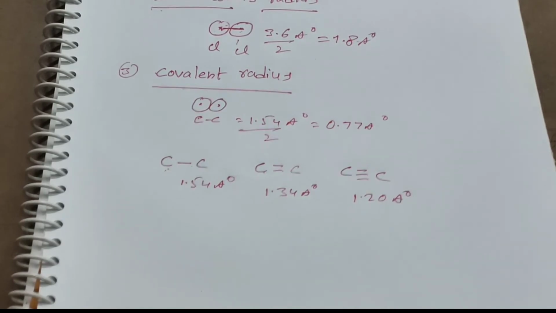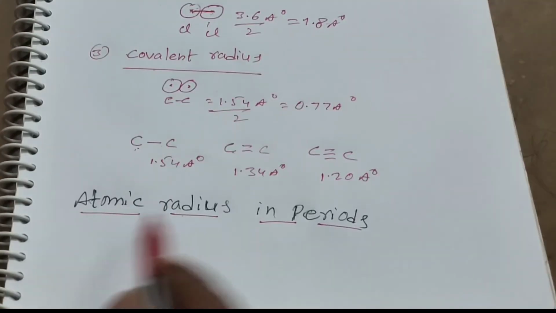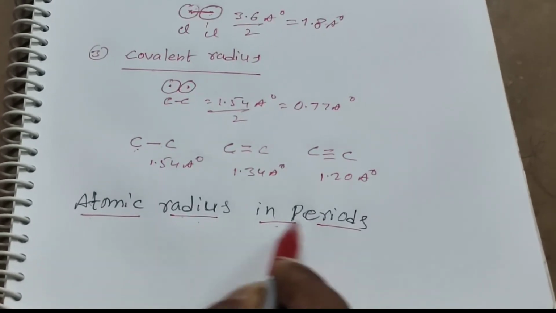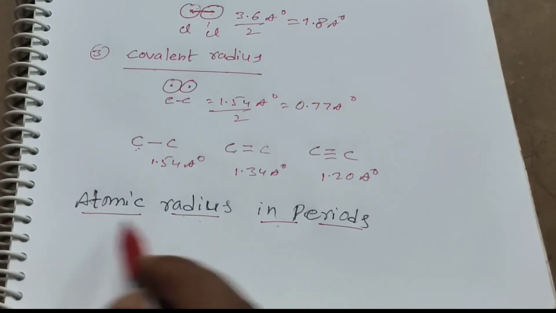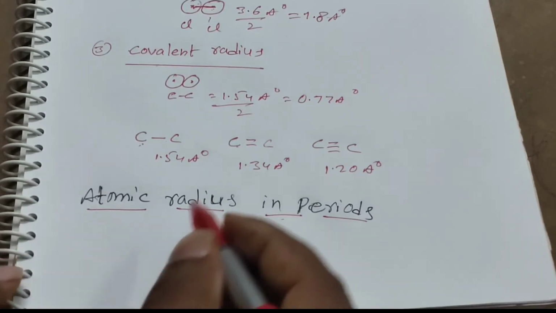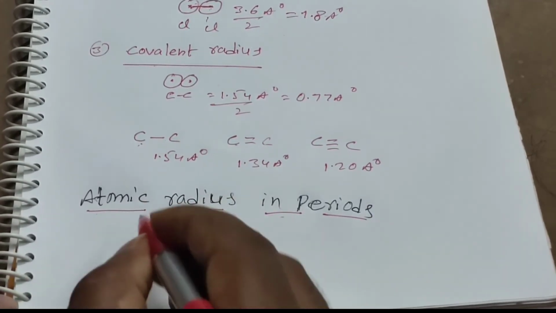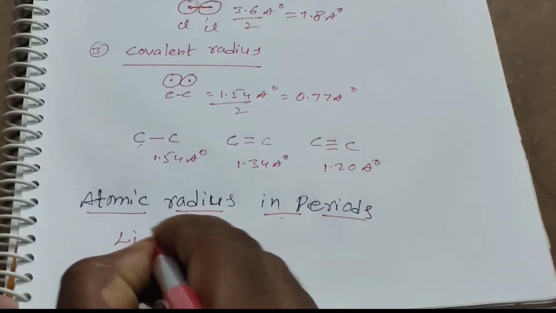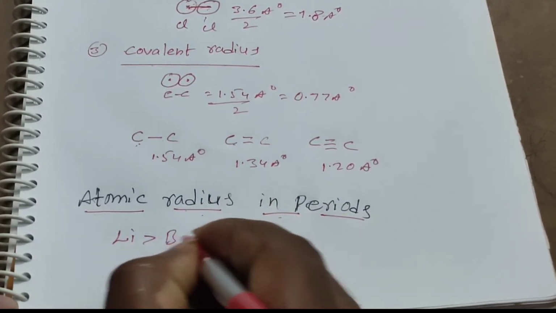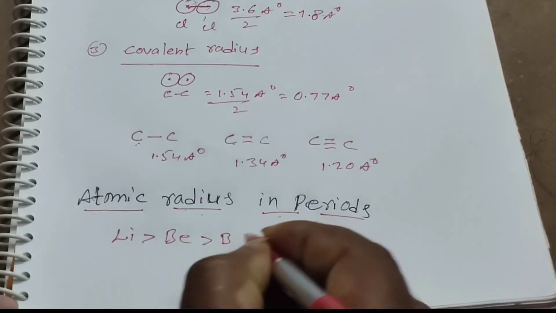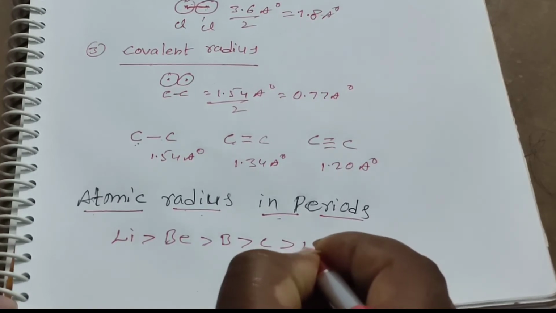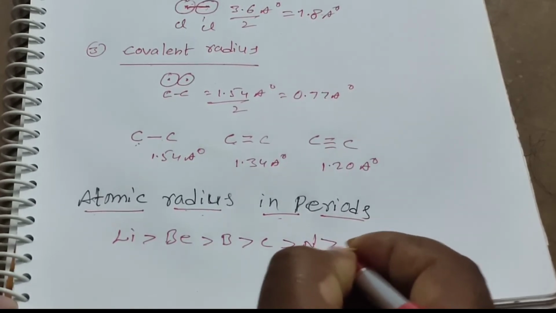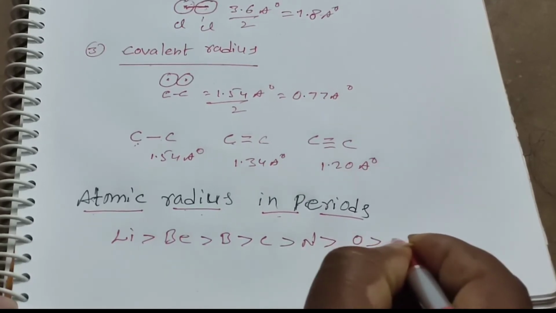Okay students, in the periods, from left to right, the atomic radius decreases due to the effective nuclear charge increasing. For example, here I am writing the second period: lithium is greater than beryllium, beryllium is greater than boron, boron is greater than carbon, carbon is greater than nitrogen, nitrogen is greater than oxygen, and oxygen is greater than fluorine.